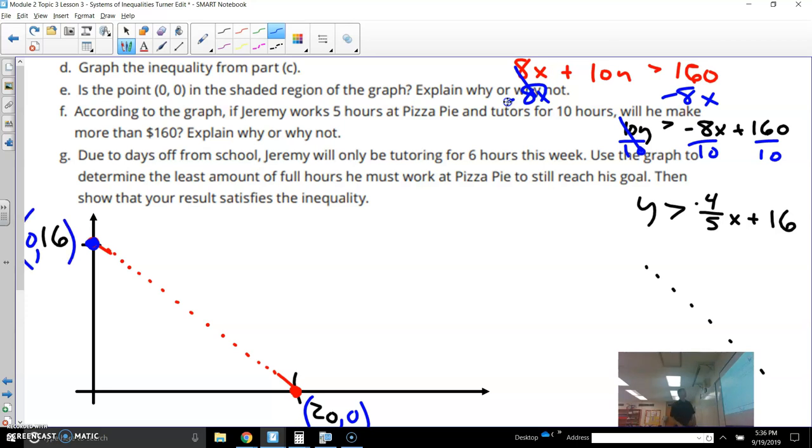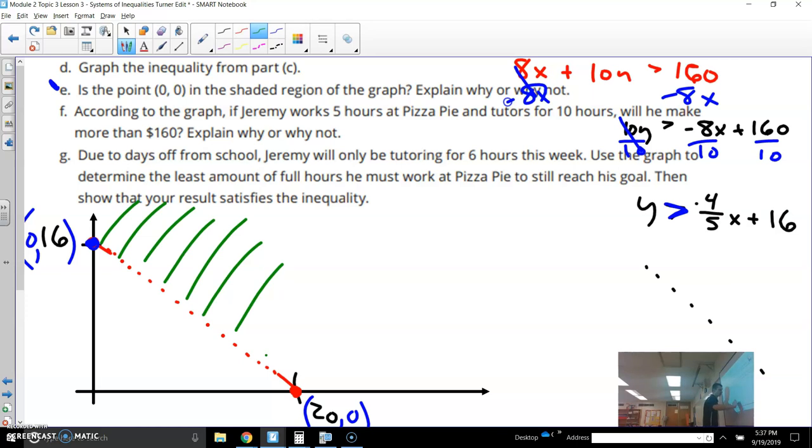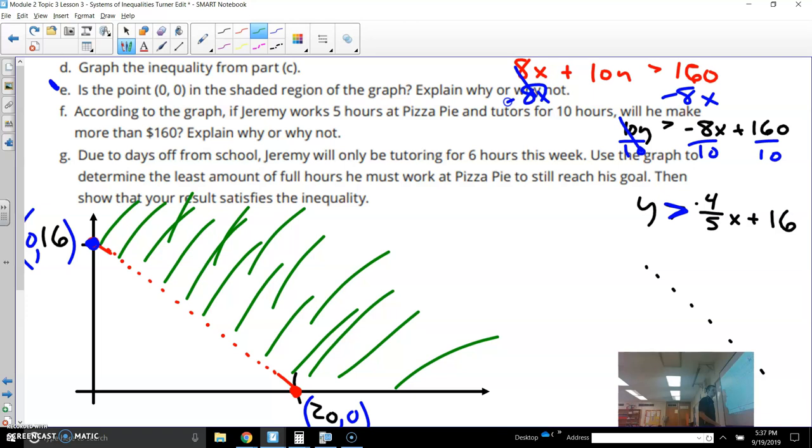So now it says, according to the graph, if he's working 5 hours as a tutor and 10 hours, would he make more than $160? So, actually I missed a part. Part E says, is the point (0, 0) in the shaded region? So, I need to be shading greater than my graph because we want more than $160. So, when you go to graph this, make sure you are shading up and away from the line to basically show any point above this line would be fine.